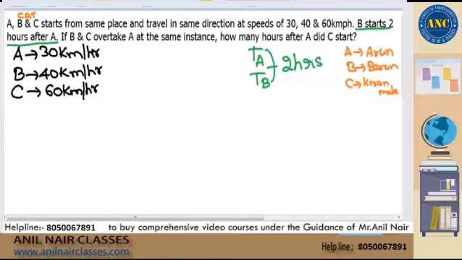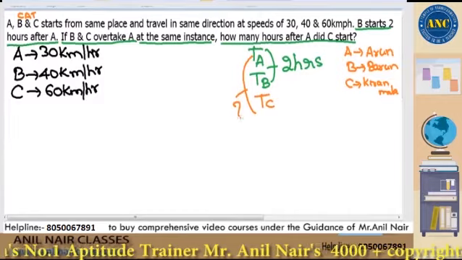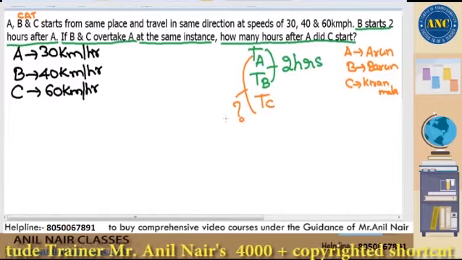The next statement says, if B and C overtake A at the same instance, how many hours after A did C start? That means they are asking in the question what is the time gap between A and C. This is what is asked in the question.